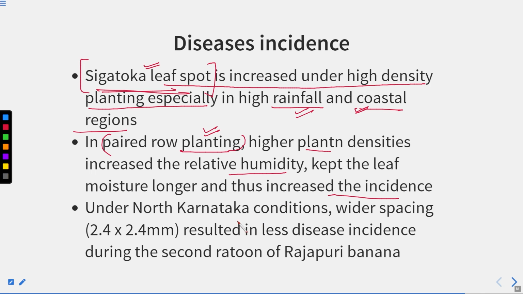Under North Karnataka conditions, wider spacing, that is 2.4 into 2.4 meter, results in less disease incidence during the second ratoon of Rajapuri banana. So this is one of the very important varieties, or cultivars, that you can say is used for less disease incidence.